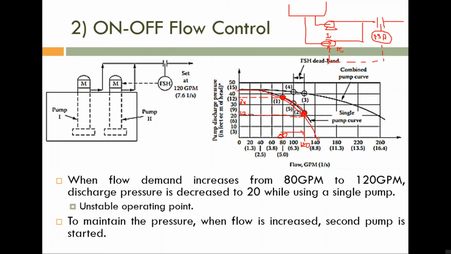So please note, if the flow rate is greater than or equal to 120 GPM, means once the operating point is here, then the second pump is also started. So now we have pump 1 already working. Now the second pump is also started, means now we have two pumps operating parallelly.